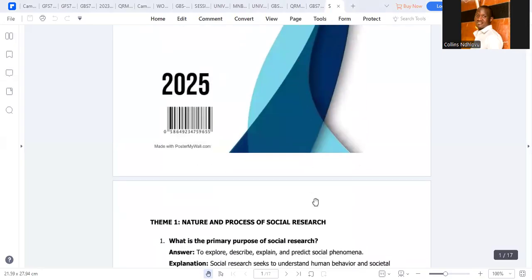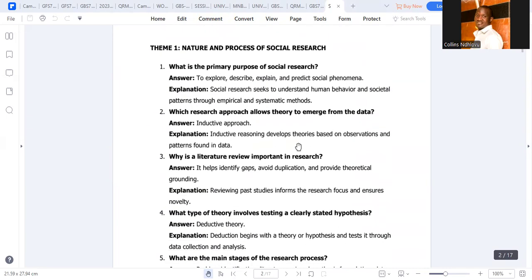We'll look at the short word answers. Area number 1 to do with the nature and process of social research. What is the primary purpose of social research? This is from section A, where you have multiple choice questions.